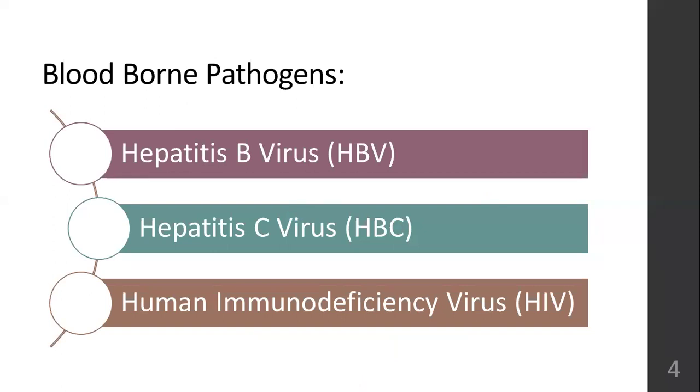So the main area is bloodborne pathogens. It is very important to curb this situation. The three main bloodborne pathogens which the hospital staff are susceptible to getting infected with are hepatitis B, hepatitis C, and HIV, human immunodeficiency virus. These three are the notorious bloodborne pathogens which healthcare staff always have to be very vigilant about when dealing with patients who have these infections.